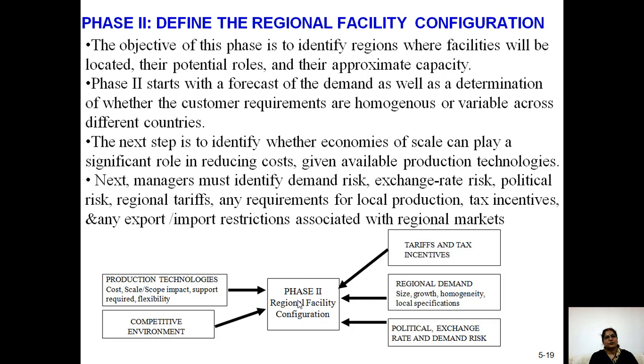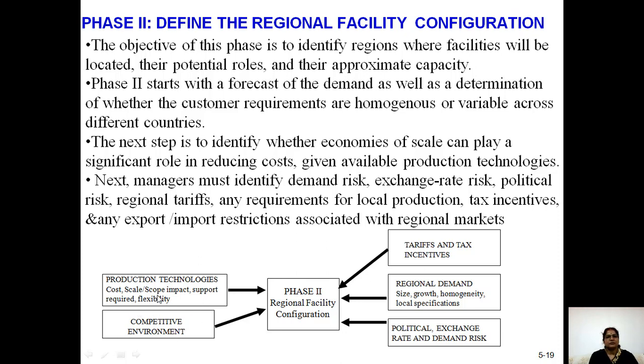Now let us move on to phase 2. Once the stages are defined and the functions to be performed are decided, the time has come for phase 2. The objective of this phase is to identify regions where facilities will be located, their potential roles, and the approximate capacity. For this, what are the inputs needed?